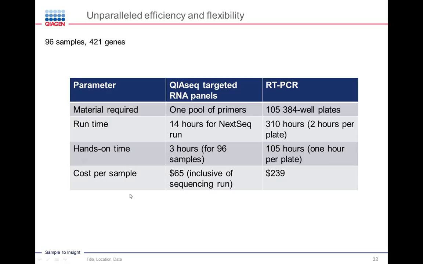Cost per sample: because we were able to multiplex 96 samples on a NextSeq run, even when we factor in the cost of sequencing runs, this comes down to $65 per sample when you use the QIAseq targeted RNA panels for 421 genes, compared to about $239 per sample if you want to run the 421 genes on a real-time PCR platform. So again, a lot of advantages by using the QIAseq targeted RNA panels compared to the real-time PCR platforms. You're decreasing the cost per sample and you're becoming more efficient in terms of the time required and also the material that is required to look at 421 genes in 96 samples.